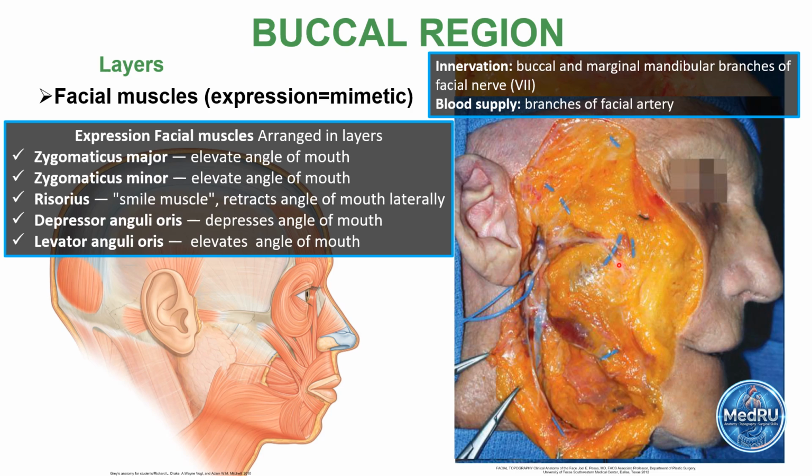Facial nerve branches run in the deep layer of subcutaneous tissue and enter muscles from their deep side. The primary blood supply for the facial expression muscles comes from branches of the facial artery.